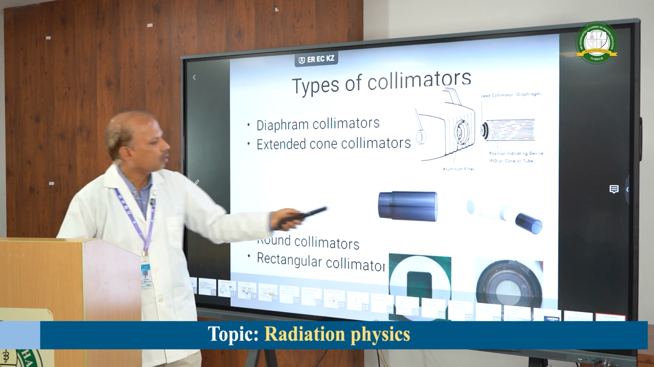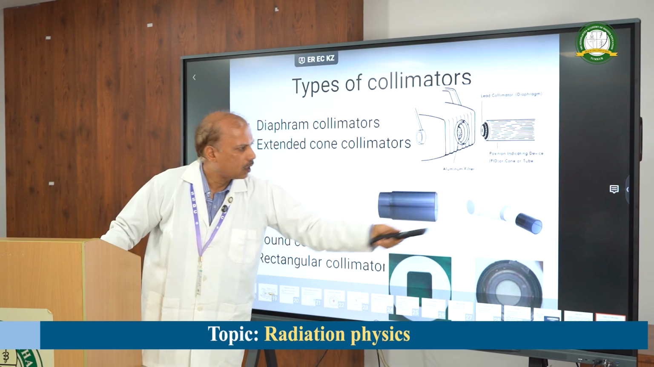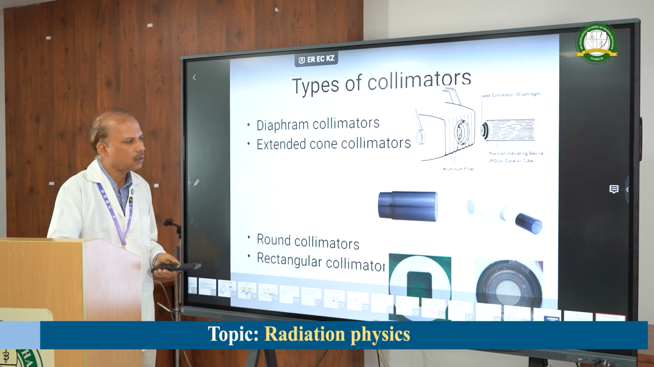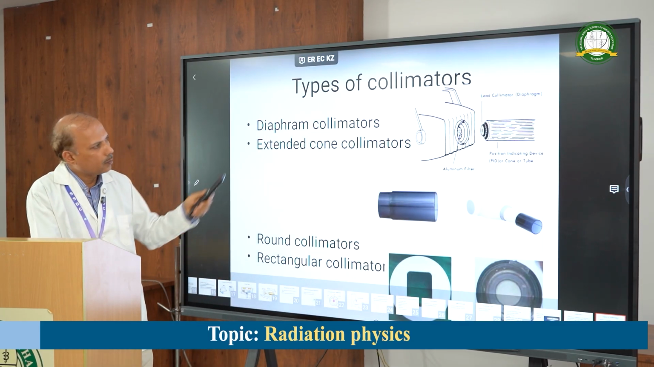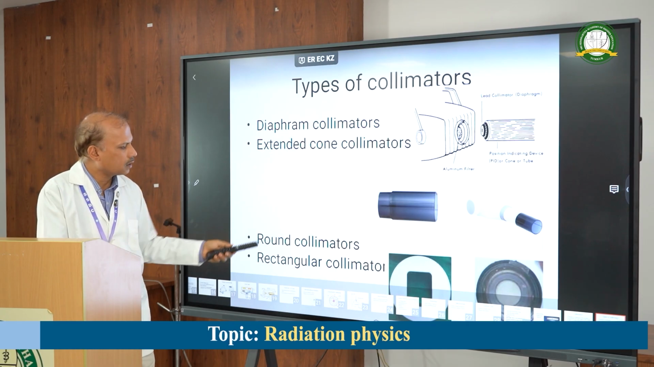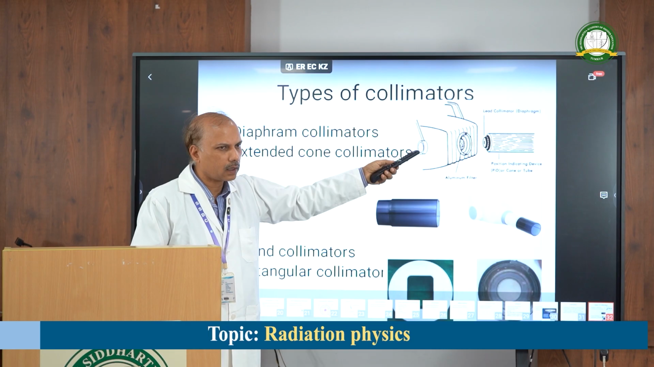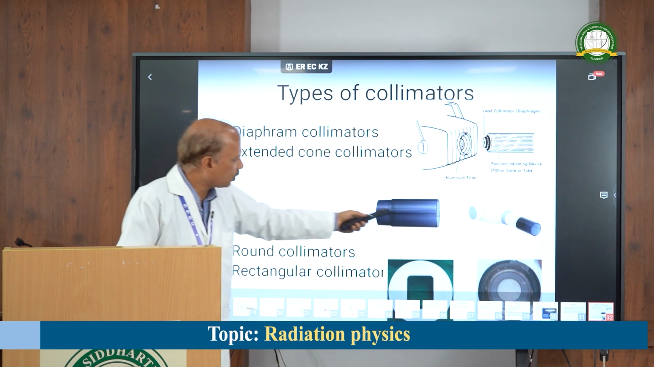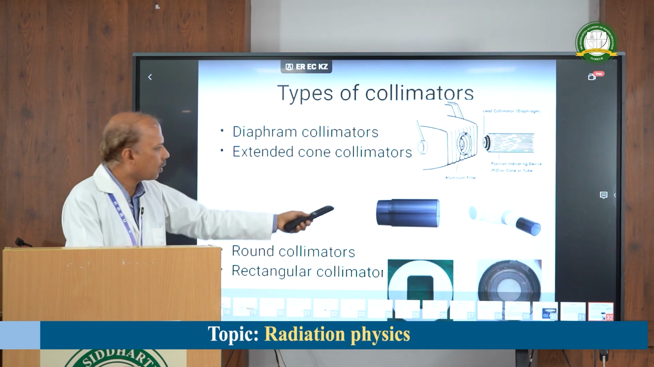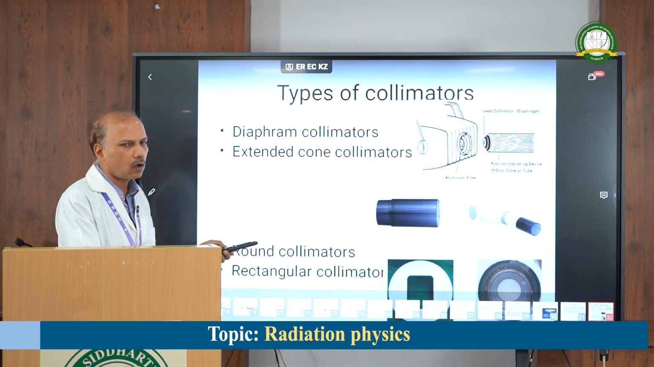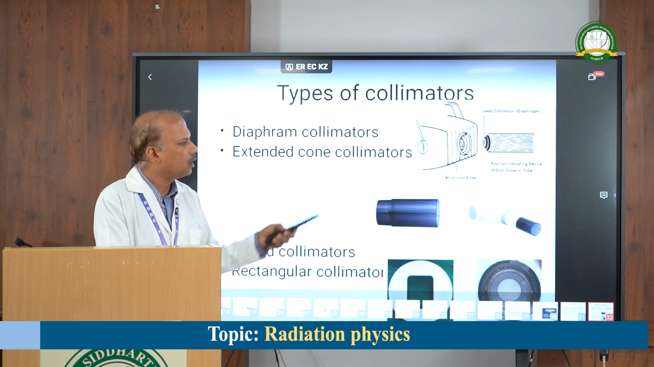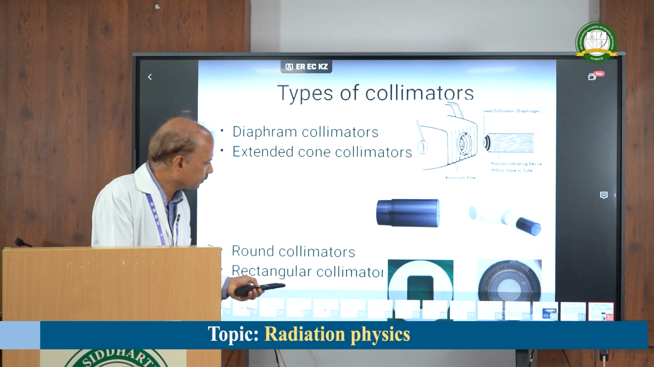Then there is the extended collimator, where it is extended as a PID. That is called the extended cone collimator. Based on the shape, there are round collimators and rectangular collimators. In the diaphragm collimators there are round and rectangular shapes, and in the extended collimators also there are round and rectangular shapes. The most effective collimation we get is with the rectangular collimation.